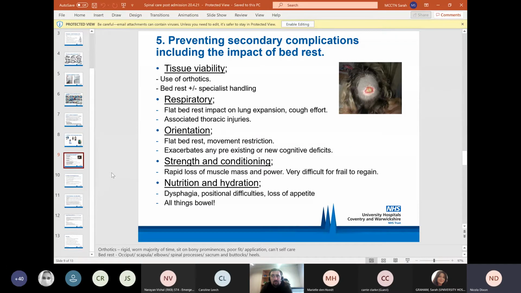And I've put there all things bowel. The minute you lie people down, particularly the elderly, everything is going to slow down. We've probably got them on pain relief as well, which isn't going to help. Very hard to open your bowels lying flat on your back.